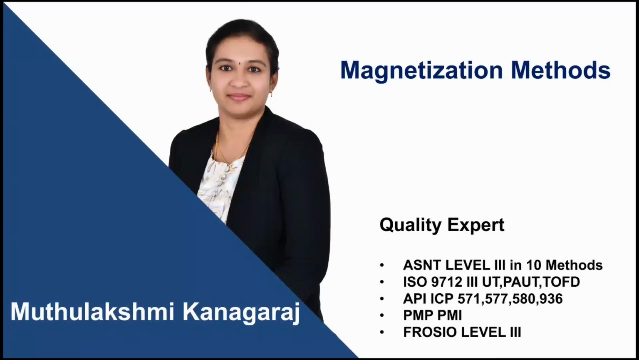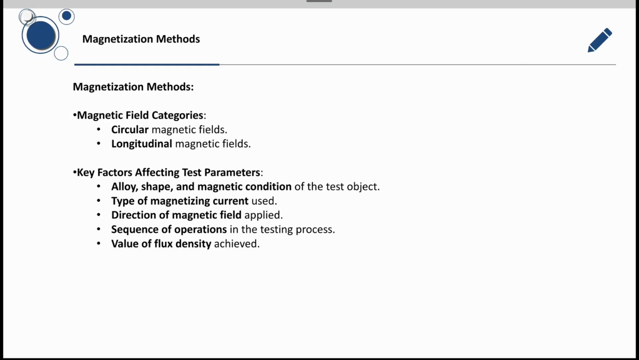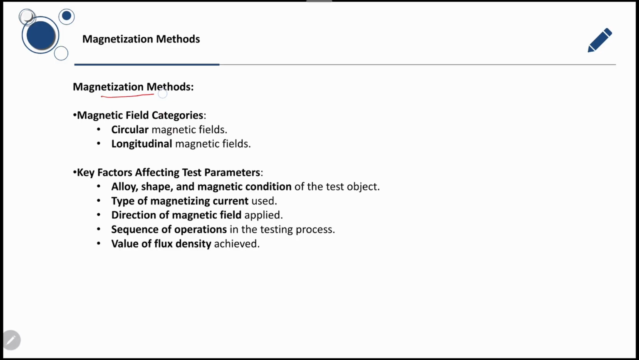Let's start our session. Now we are going to discuss magnetization methods used in magnetic particle testing. This is a very important foundation because the way a material is magnetized determines the accuracy of defect detection. Magnetization methods.